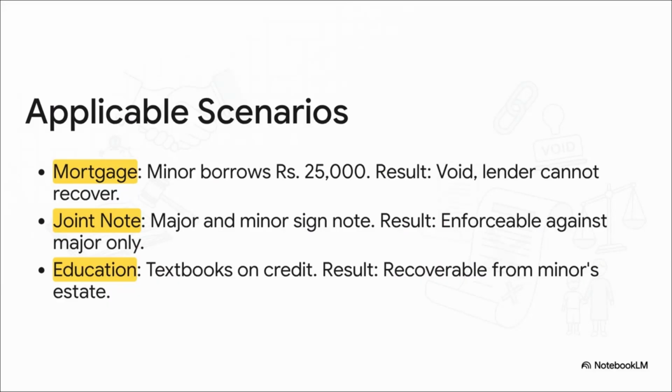Let us apply these principles to three scenarios. In the mortgage scenario, a minor borrows 25,000 rupees via a mortgage. The result? Void. The lender cannot recover the sum. In the joint note scenario, a major and minor sign a promissory note. The result? Enforceable against the major only. Finally, in the education scenario, a minor has supplied necessary textbooks on credit. The result? The seller can recover the cost from the minor's estate.